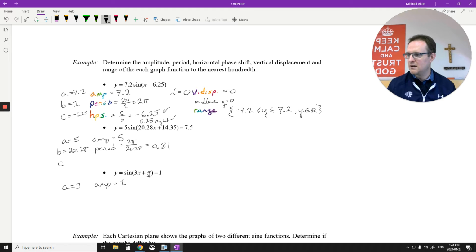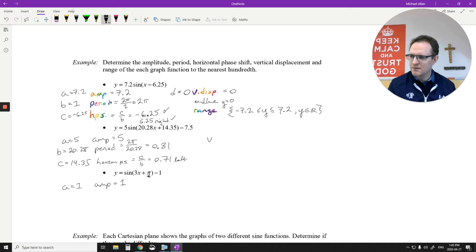My c value is 14.35, so therefore my horizontal phase shift is going to be c divided by b. We have these two numbers, so 14.35 divided by 20.28. And I get 0.71 to the nearest hundredth, because it's 0.707. Because it's positive, that means it's actually moving left.